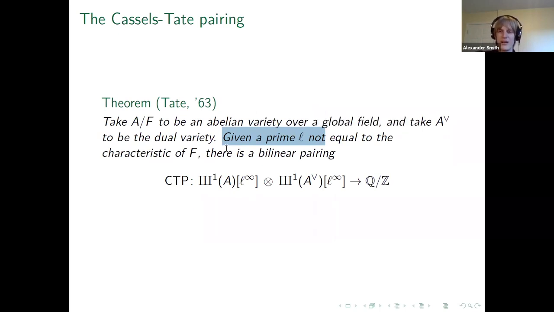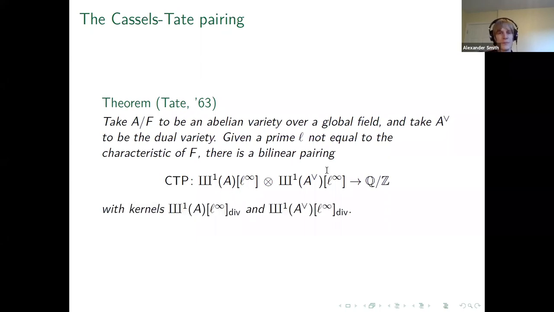It is possible to define the pairing at the characteristic of F, and this is also something I've been working on with Adam Morgan. This wasn't part of Tate's original pairing. But Tate showed that there was a bilinear pairing between Sha of A and Sha of A dual, whose kernels were the divisible parts of these groups. Okay, cool. Now I'll get back to the alternating question later in the talk. That's actually very important, I think, for caring about the Cassels-Tate pairing, and it also comes up a lot in my work.